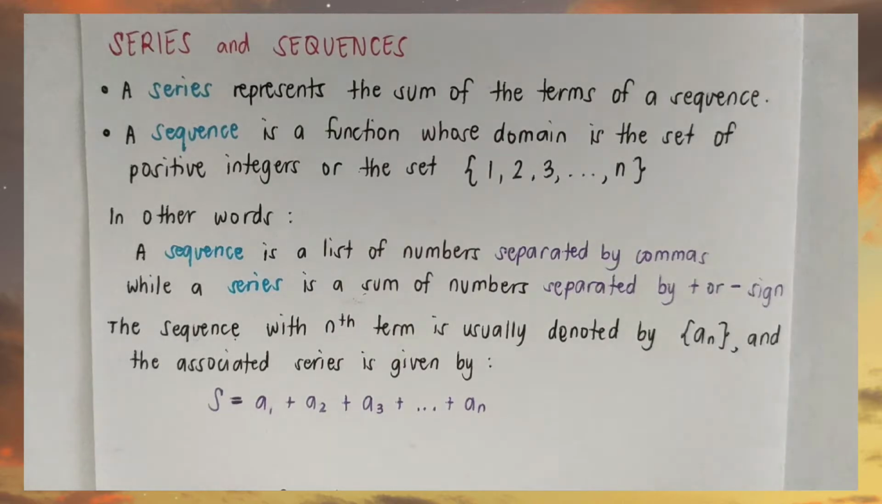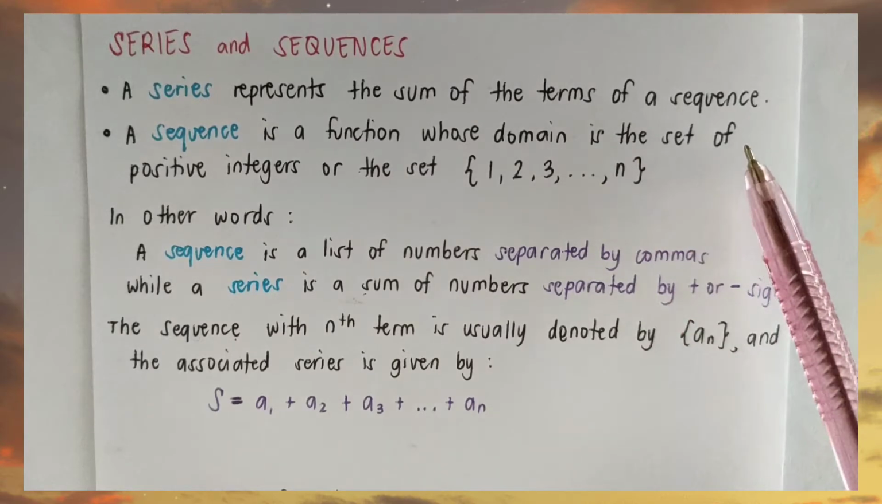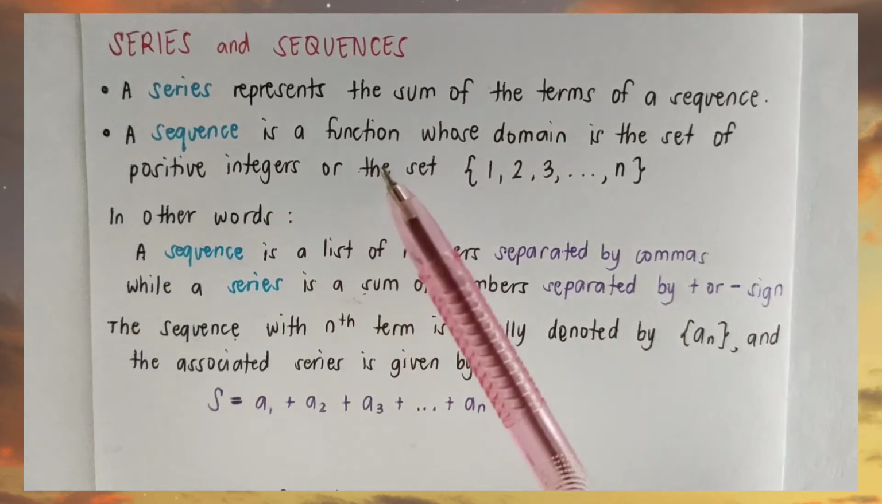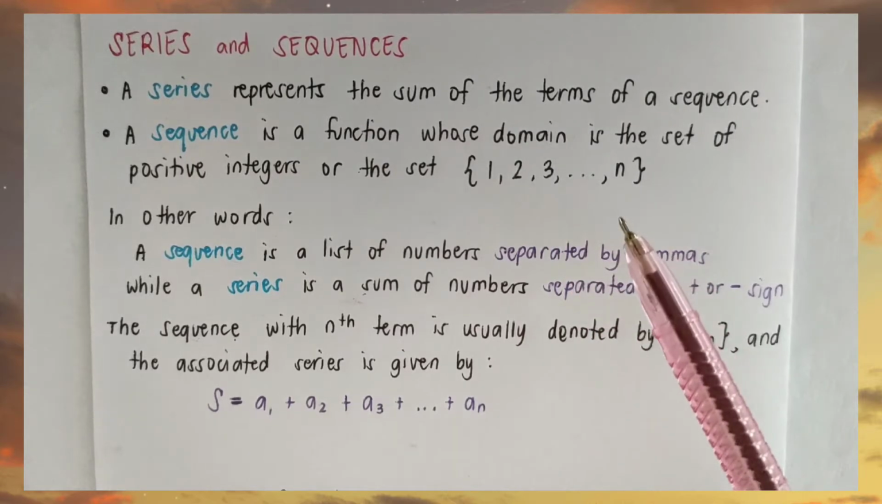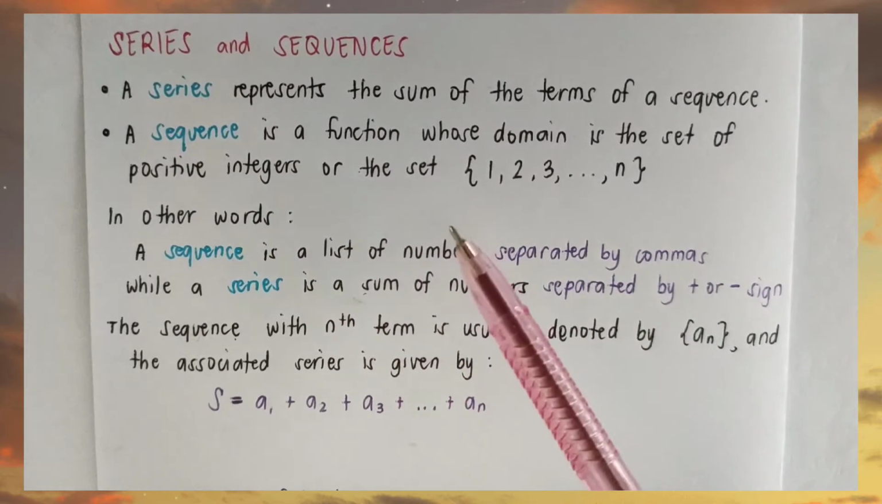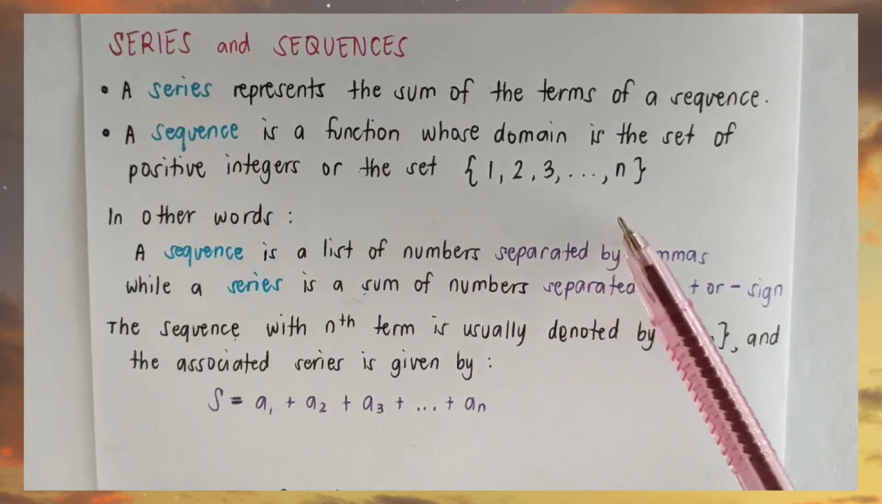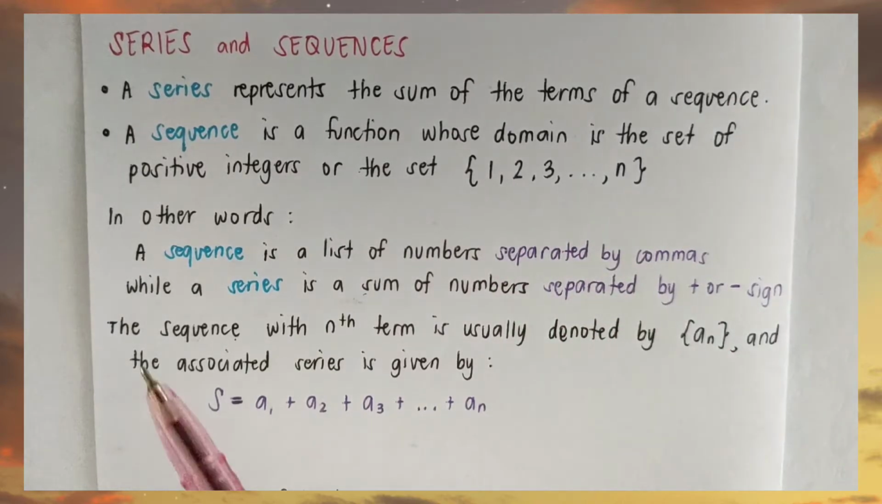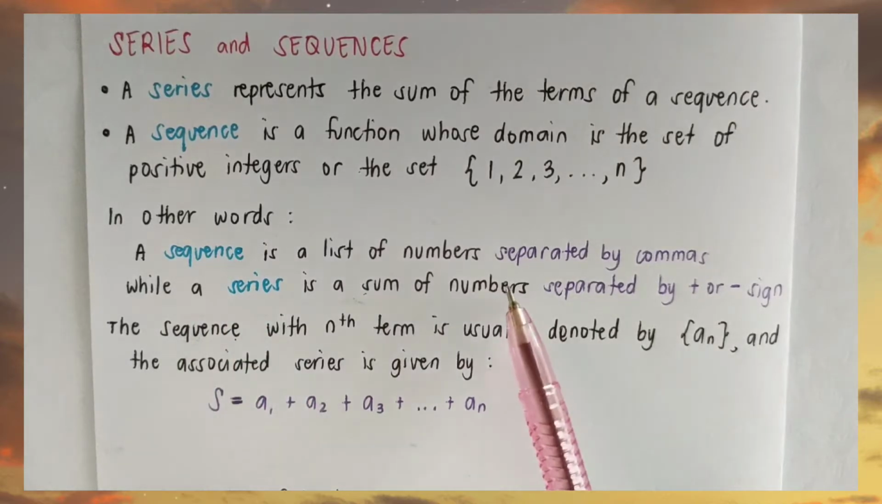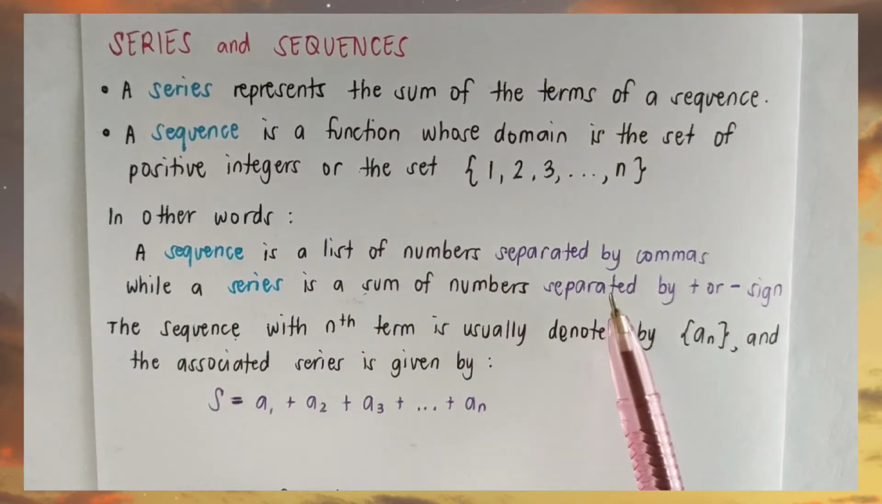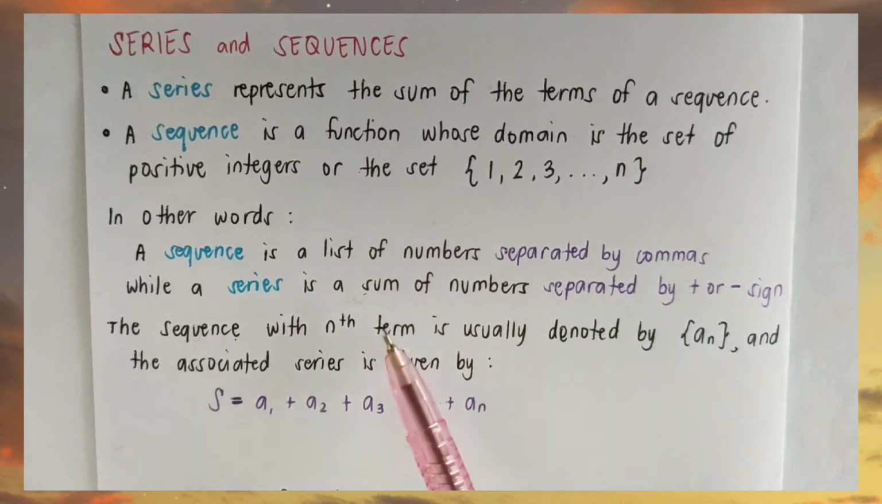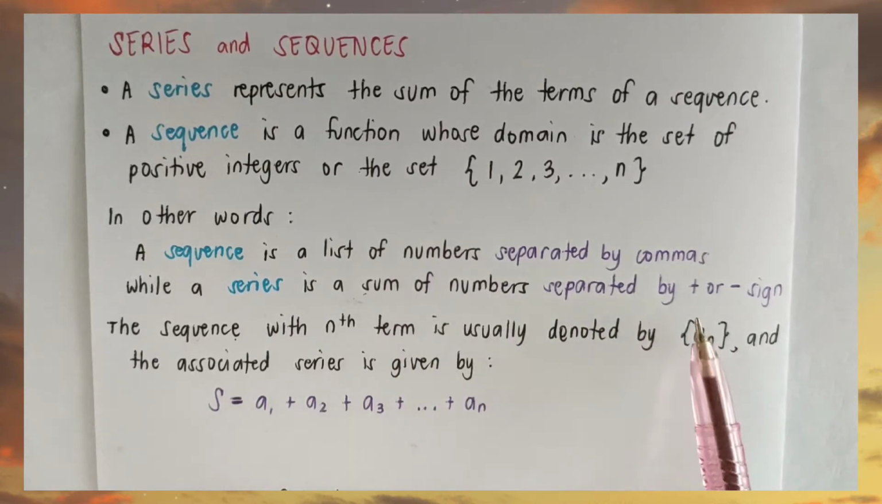But before that, let us first define the difference between the two. When we say series, it represents the sum of the terms of a sequence, while a sequence is a function whose domain is the set of positive integers, or the set of 1, 2, 3 up to n. In other words, a sequence is a list of numbers separated by commas, while a series is a sum of numbers separated by positive or negative signs.